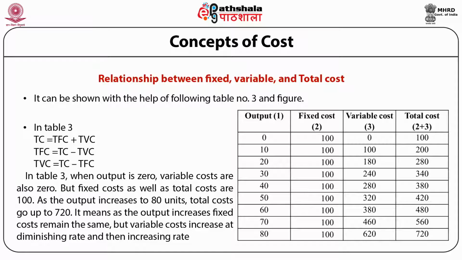But fixed cost as well as total cost are rupees 100. As the output increases to 80 units, total cost goes up to 720. It means as the output increases, fixed costs remain the same but variable costs increase at diminishing rate and then increasing rate.